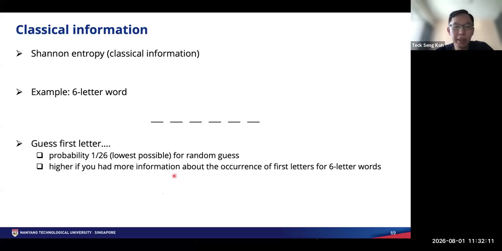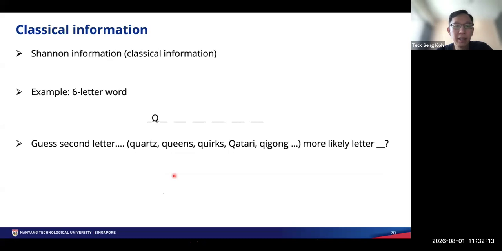Now I'm going to tell you what's the first letter. Q. Okay, then now you have suddenly a lot more information because you can then look at 6-letter words on the internet. You're now asked to guess the second letter. Okay, no, you just look up a lot of 6-letter words starting with Q. There's quartz, queens, quirks, Qatari, Qigong. So then you can therefore narrow down what is a more likely second letter, right?